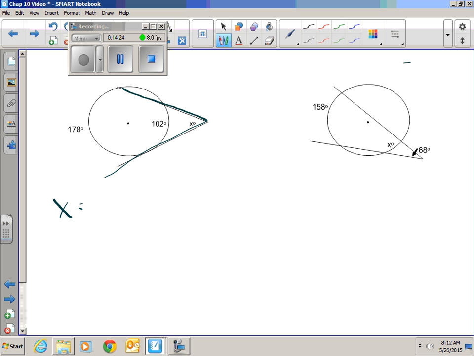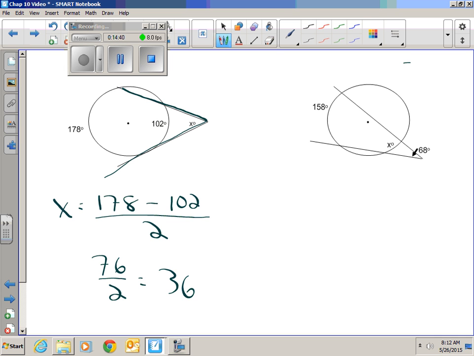So half the difference of the arcs. So 178 minus 102, all divided by 2. 178 minus 102 is 76. 76 divided by 2 is equal to 38. So X is 38.